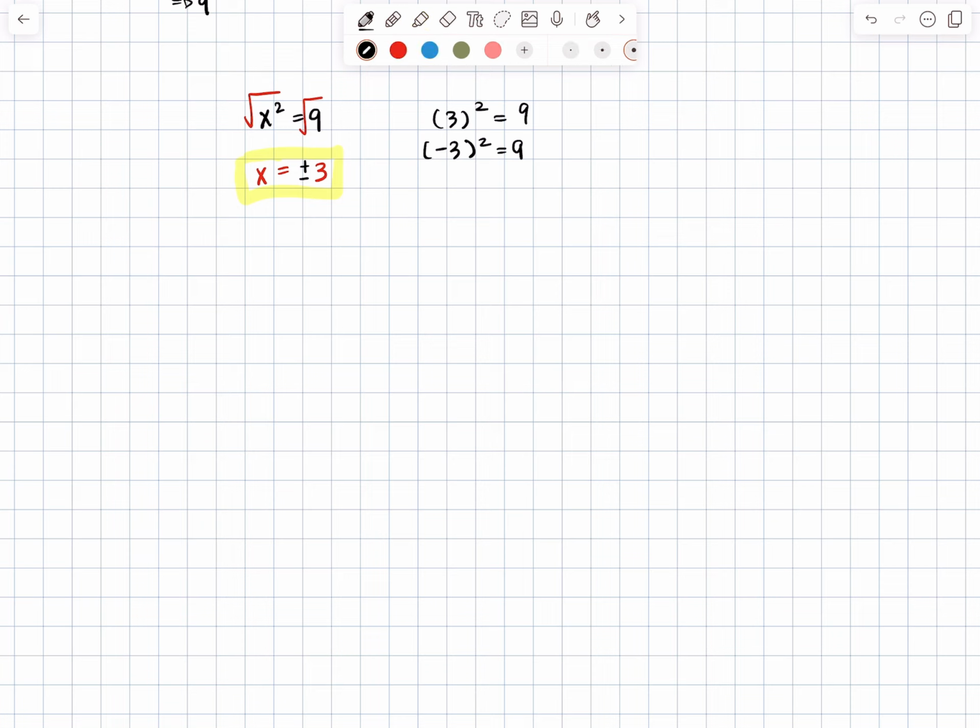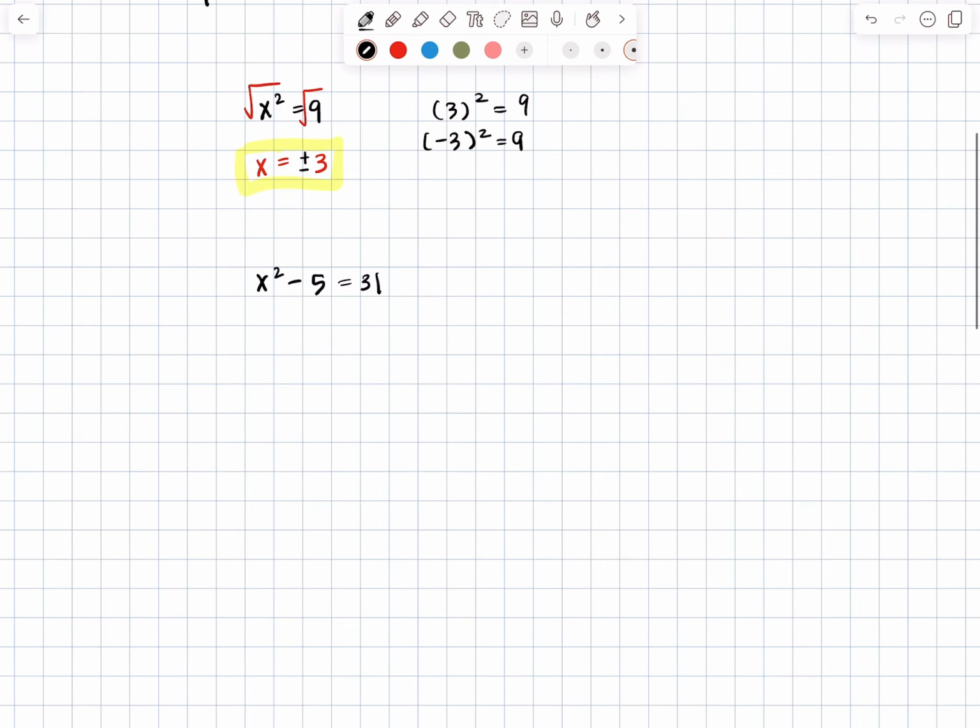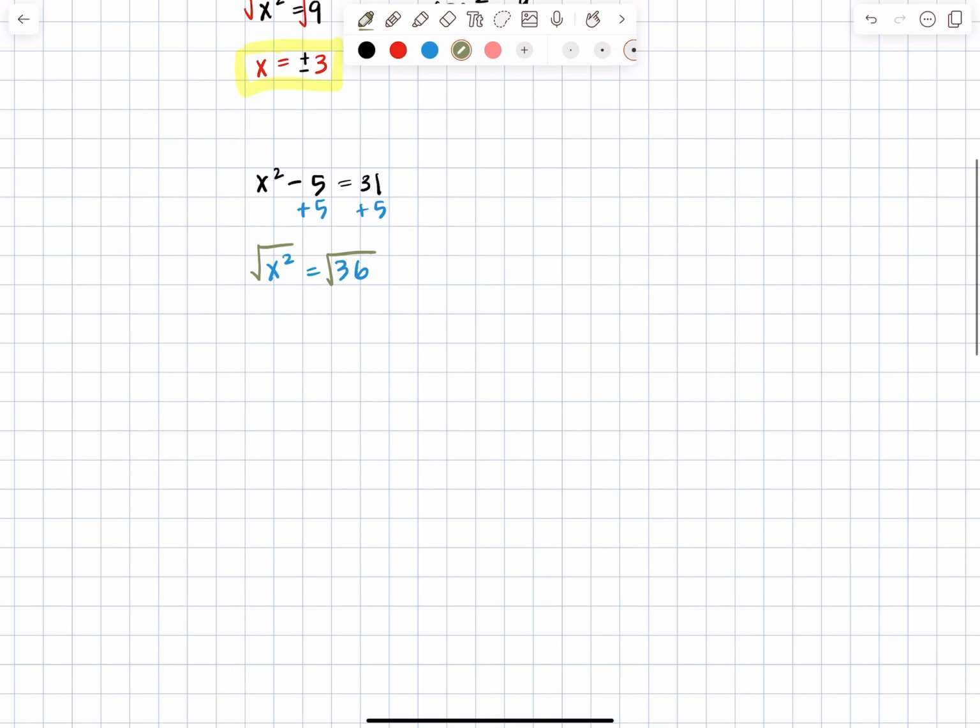Let's look at another example. x squared minus 5 equals 31. Start off by isolating the x squared, which we can do by adding 5 to both sides. So x squared equals 36. Then to get rid of this 2, we take the square root on both sides. So x equals not just 6, but positive and negative 6. Make sure you remember that.